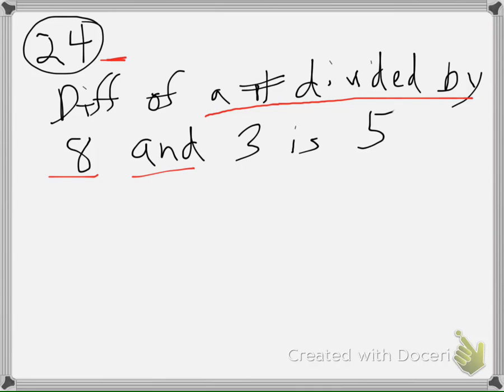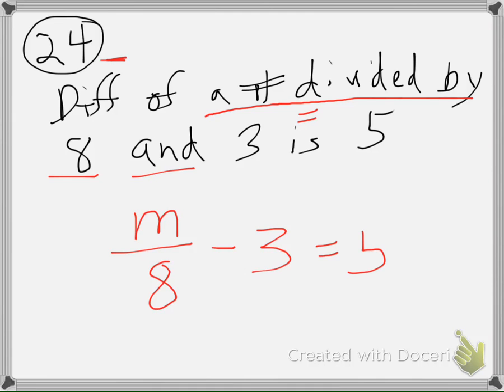So that means a number divided by 8 means m divided by 8. Of course, insert any letter there that you would like. If you want to use M, Y, Q, it doesn't matter. So some number divided by 8 and 3. And since it's difference, that means subtracting. Is, remember, means equals. So equals 5. All right? So there's my equation.